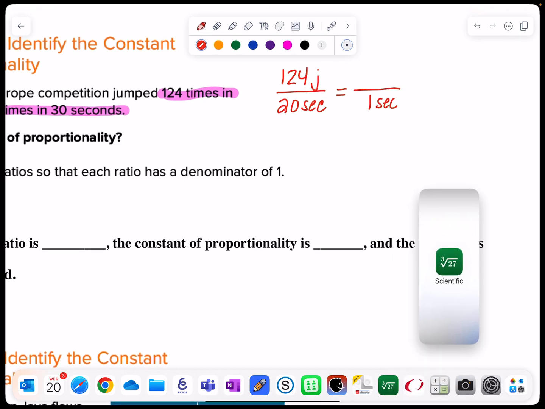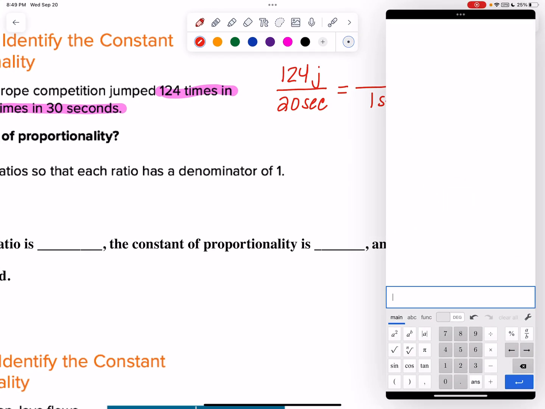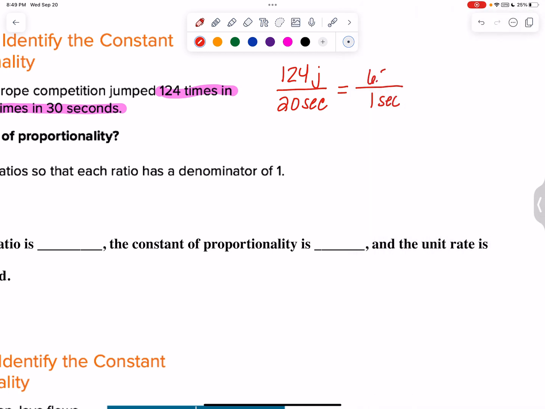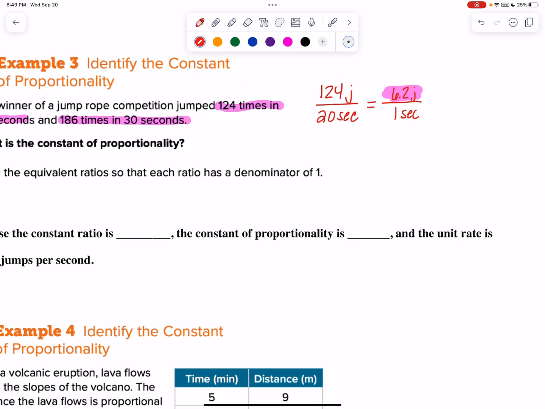So I'm going to grab my calculator. 124 divided by 20. And we get 6.2 jumps per second. Okay, so right there, I found my constant of proportionality. That's my multiplier for every single second. Okay, let's go ahead and test the other one just to be safe and make sure we did it correctly.